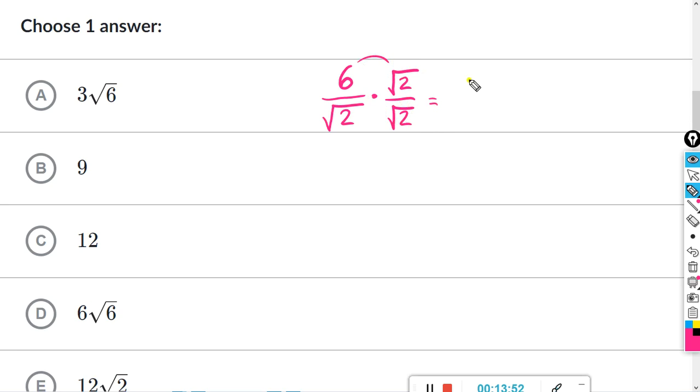In the numerator, you have 6 times radical 2. And the denominator, radical 2 times radical 2 is just 2. 6 divided by 2 is 3. And you still have the radical 2 left over. So if you have a square root in the denominator, multiply by that term over itself, and it will get rid of the square root in the denominator.